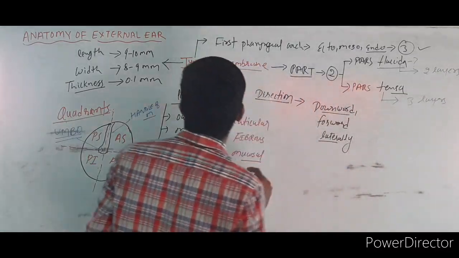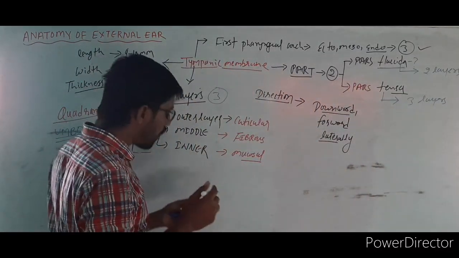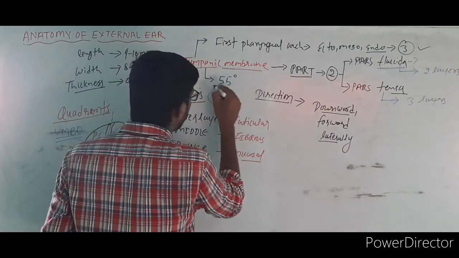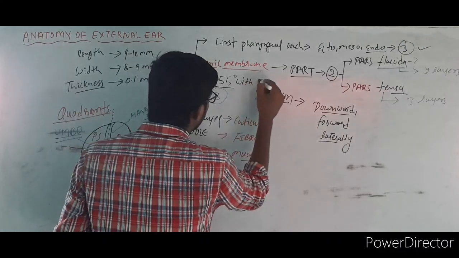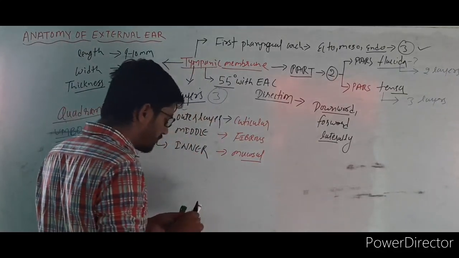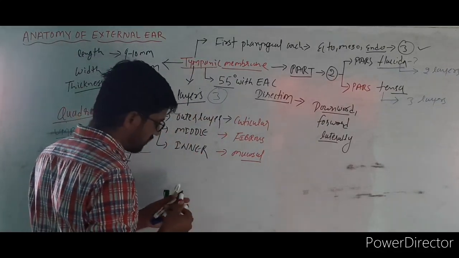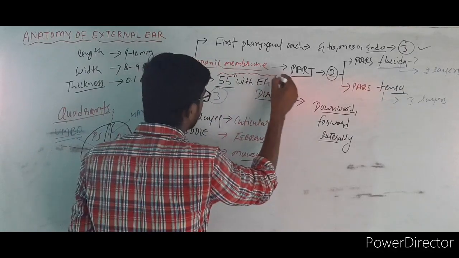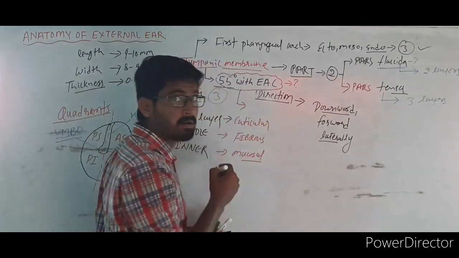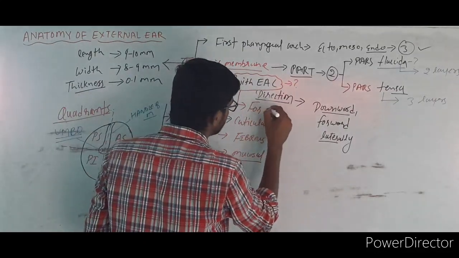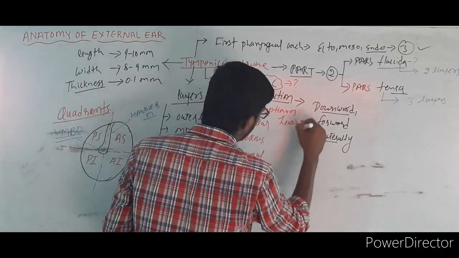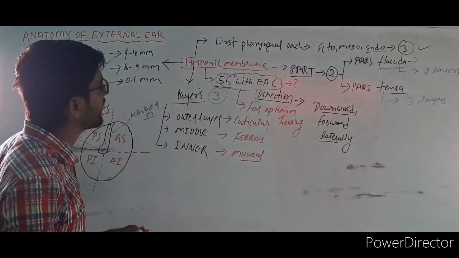One thing I want to tell you is that the tympanic membrane is forming a 55-degree angle with the external auditory canal. My question is, why is this angle only 55 degrees? For optimum hearing. For optimum hearing purposes, right? So the angle is 55 degrees.